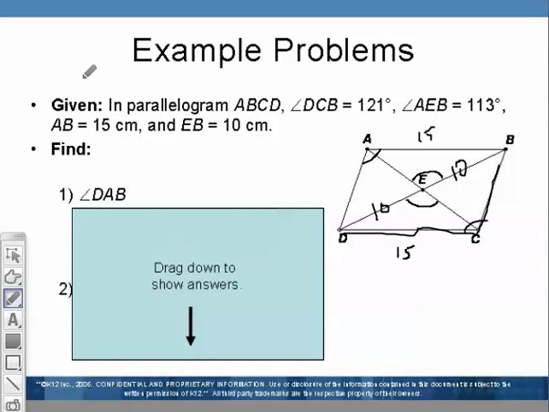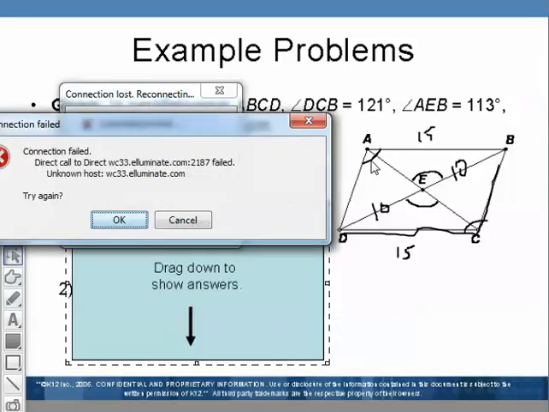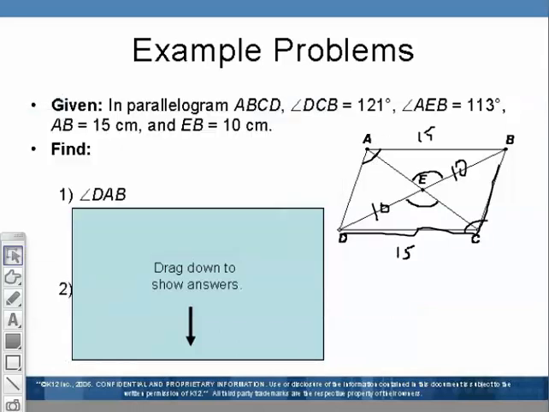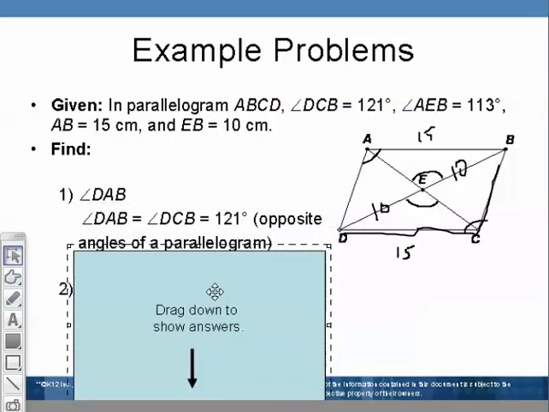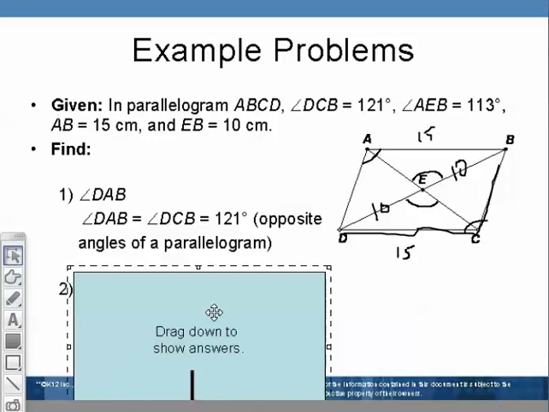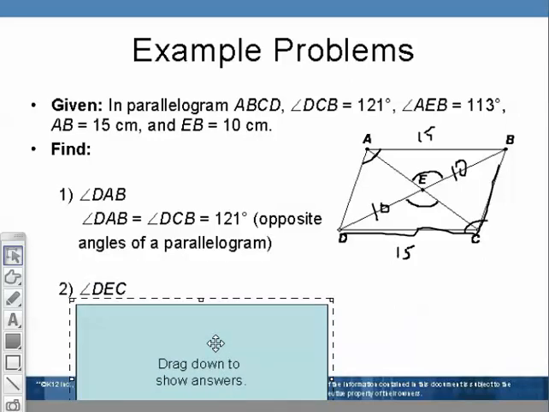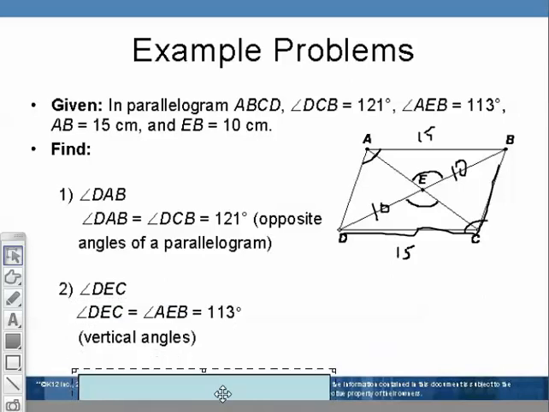So when they ask you in the first question here, what is the measure of DAB? DAB, well, that was this corner I said. DAB is the one that I said was equal to DCB down there. So that has a degree measurement of 121 degrees. And if they ask you what's the measure of angle DEC, well, that's the vertical angle that we were talking about earlier, and it has a 113 degree measurement.